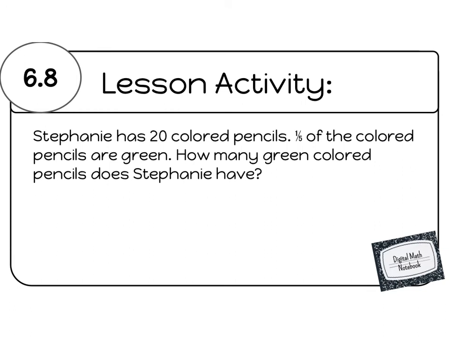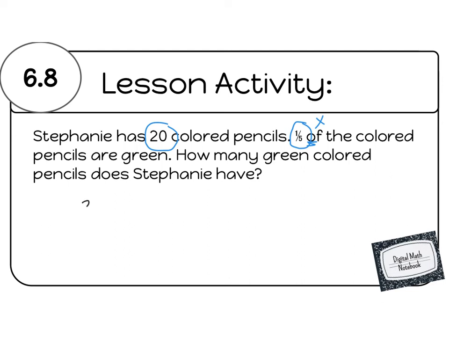All right, friends, this problem is actually our lesson activity. Let's start it together. Stephanie has 20 colored pencils. 1/5 of the colored pencils are green. How many green colored pencils does Stephanie have? Okay, well, we had an example with a fraction and a fraction. We had an example with a whole number and a fraction. So here we have 20 colored pencils, and we're going to find 1/5. Okay, and there's that of, 1/5 of, so that means that we're going to multiply.